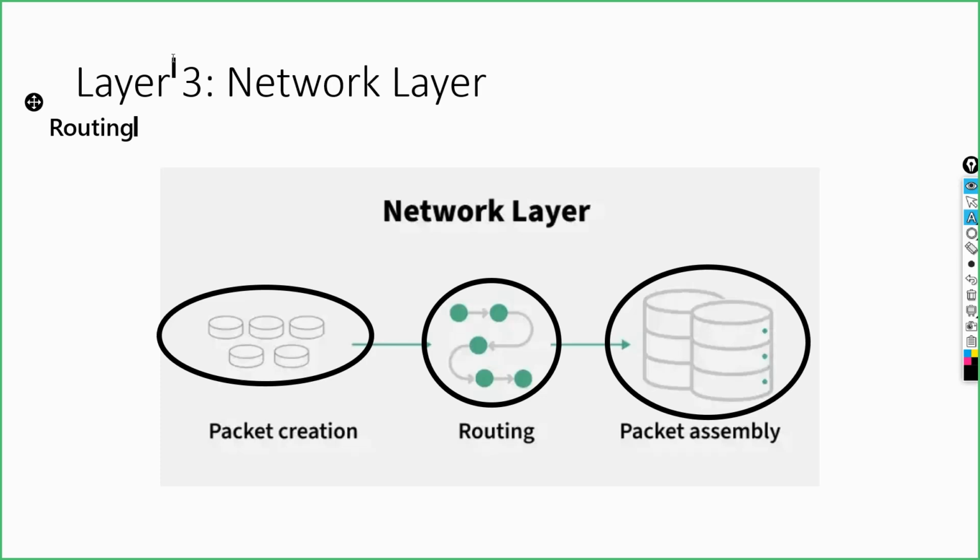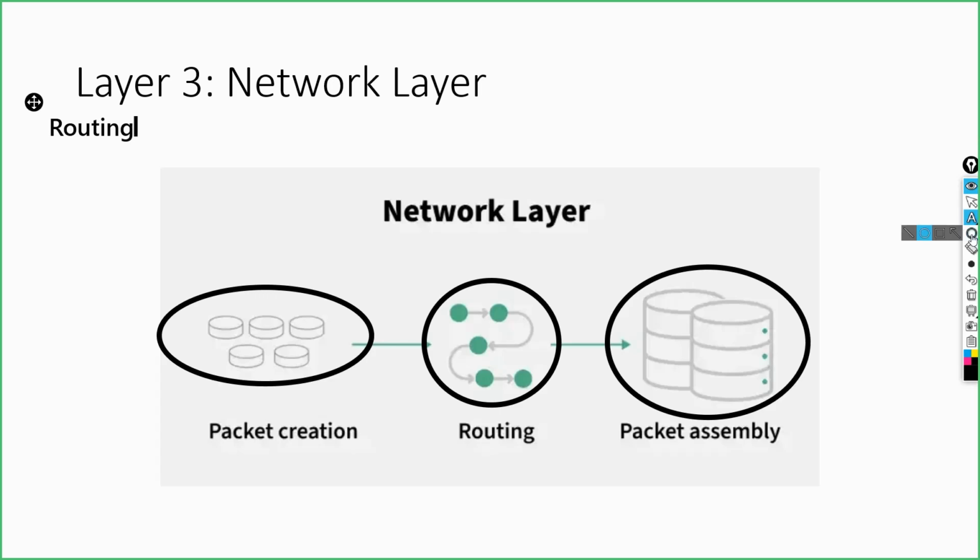Now, the first function of the network layer is routing, meaning that if there are multiple paths to reach from one device to another device, the network layer protocol determines which route is suitable from source to destination, and this function is nothing but routing.